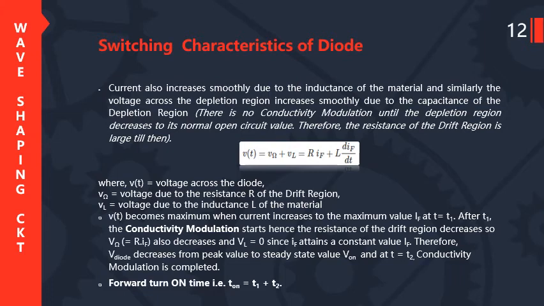After T1, the conductivity modulation starts, hence the resistance of the drift region decreases, so V ohm equal to R into IF also decreases, and VL is equal to 0 since the current attained a constant value IF. Therefore, V diode decreases from the peak value to the steady state value V on, and at t equal to T2, conductivity modulation is completed. So the forward turn on time, that is T on time, what will it be? T1 plus T2.